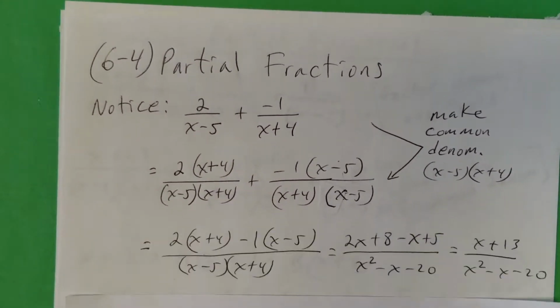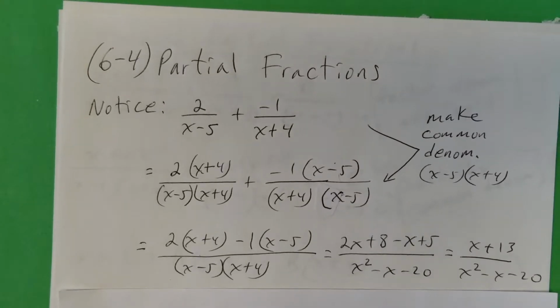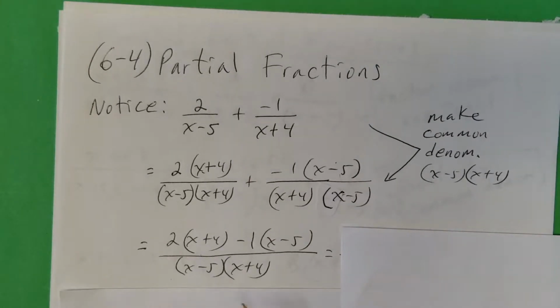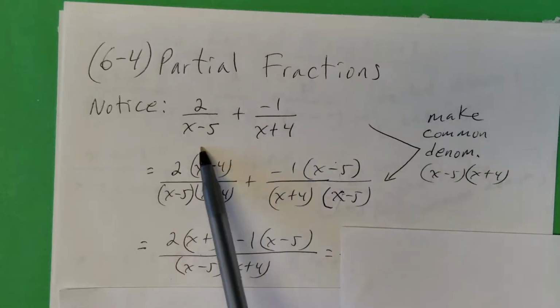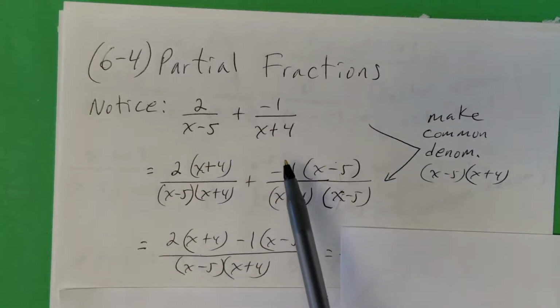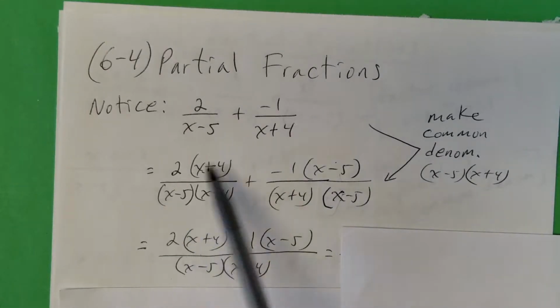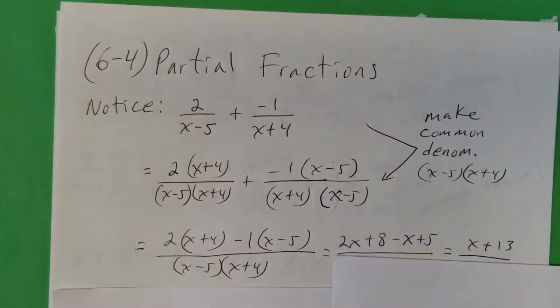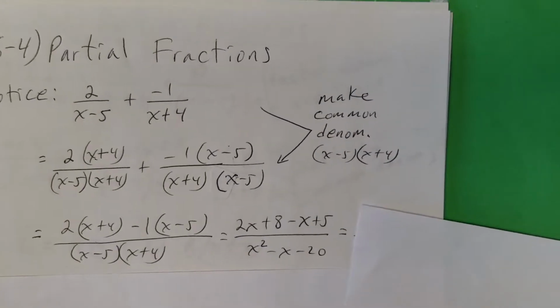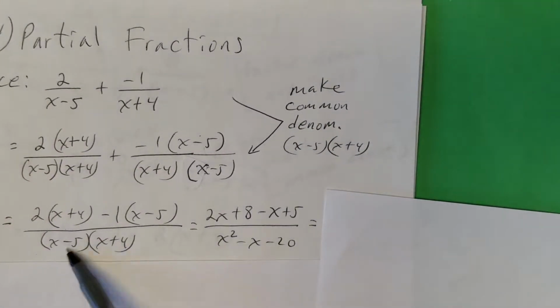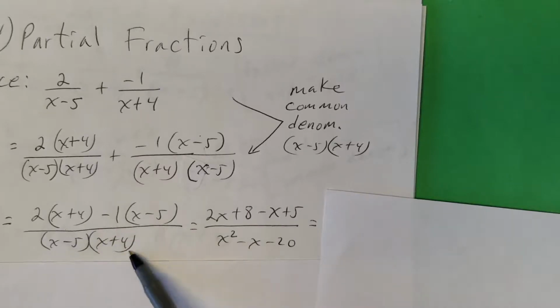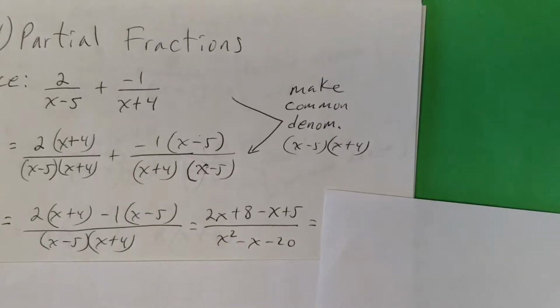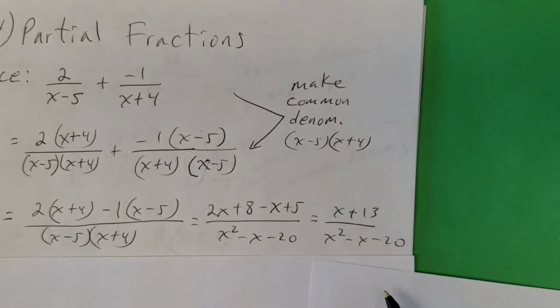How do you do that? You keep the denominator and add the numerators. So plus negative is the same thing as minus. Then just simplify the top: 2 times x, 2 times 4, negative 1 times x, negative 1 times negative 5, and you get this on top. On the bottom, you multiply that and you get x squared minus x minus 20, using the FOIL method. If we combine this, it all comes down to this.